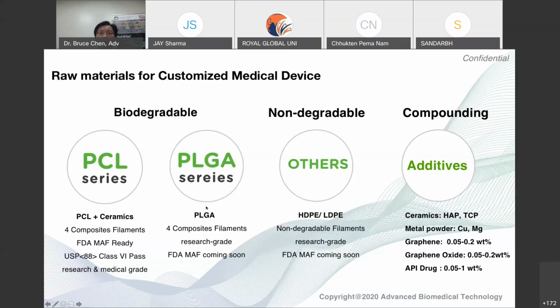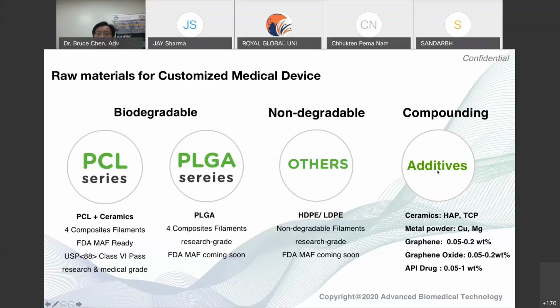As you know, PLGA, we can also extrude into filament, and we can use the PLGA filament to produce some kinds of implants. Otherwise, we also have our non-degradable ones. We have a high density polyethylene. It's widely used for non-degradable applications, and we have also validated it with our system. So right now we provide several kinds of filament, not only the biodegradable, and we also deliver the filament in a non-degradable one.